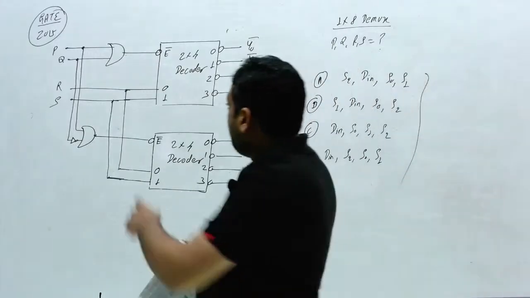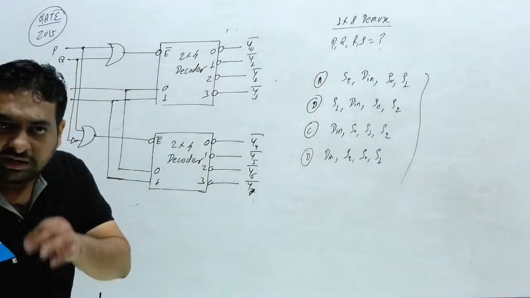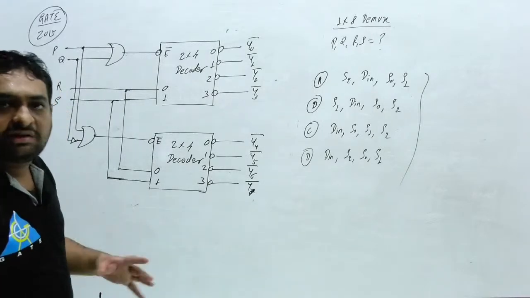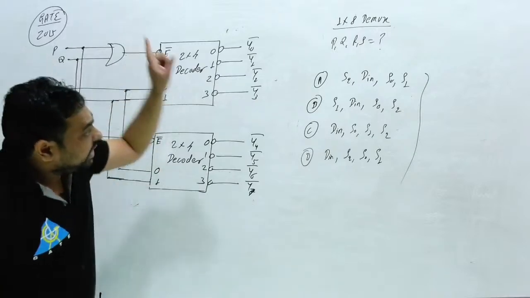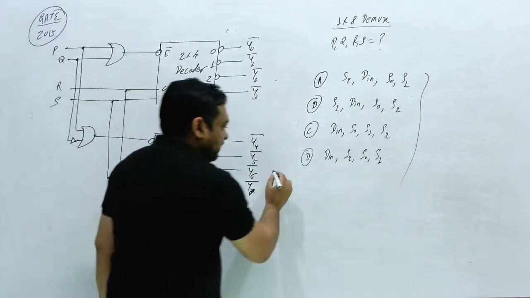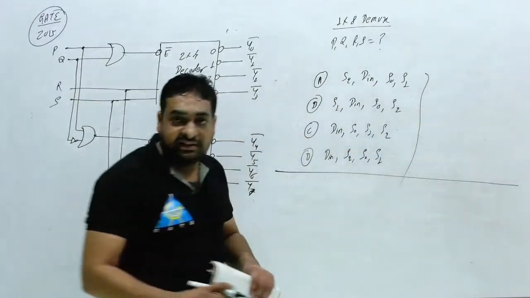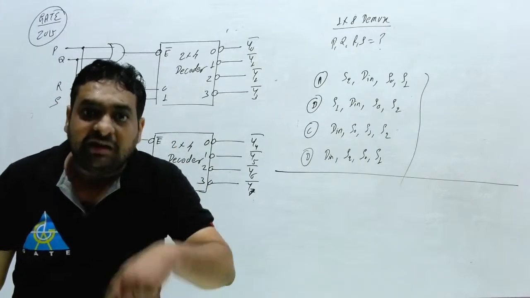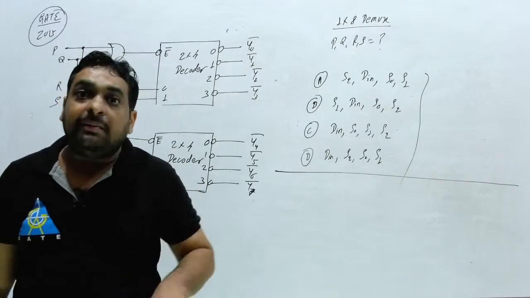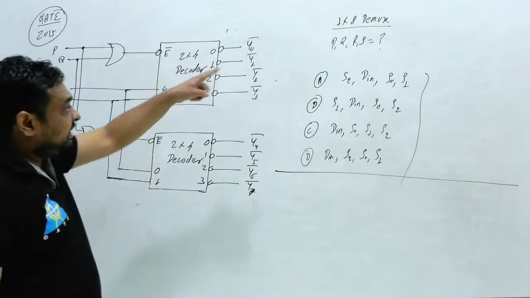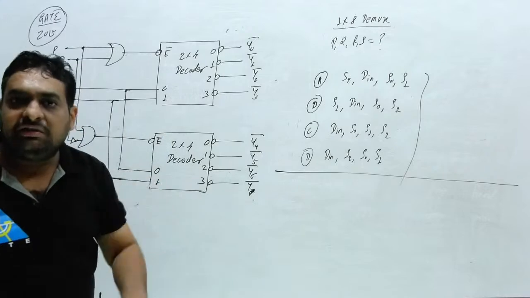Clear this thing? Now again this is a design question. What does the examiner want to design here? A 1 cross 8 demultiplexer by using a decoder circuit. In previous cases we have already seen multiplexer by decoder circuit. Now again the examiner wants to design a demultiplexer by decoder circuit.